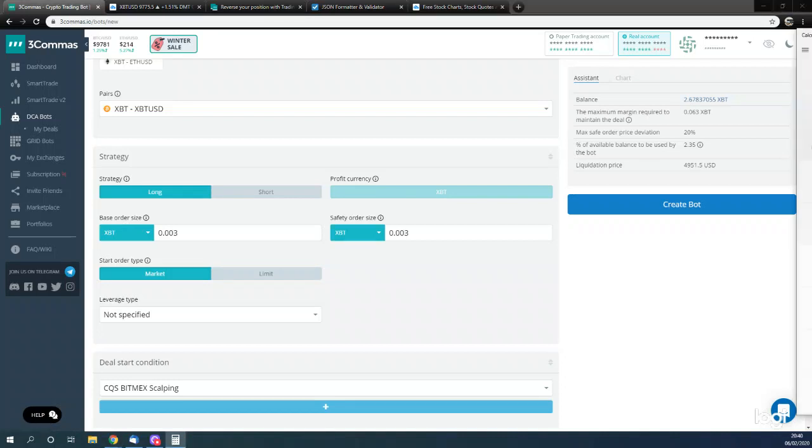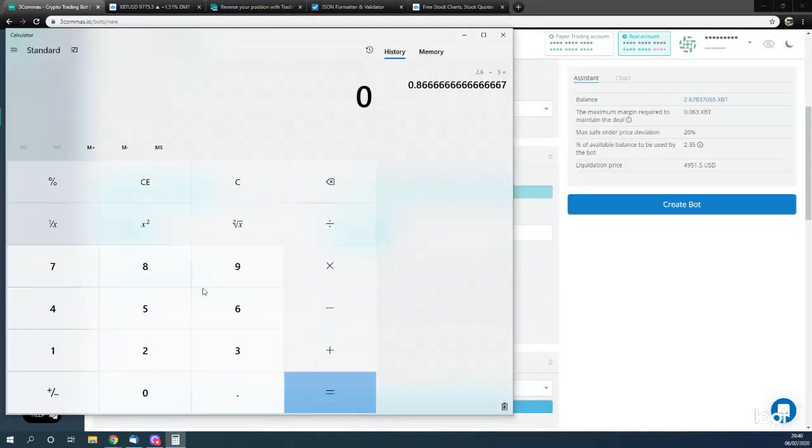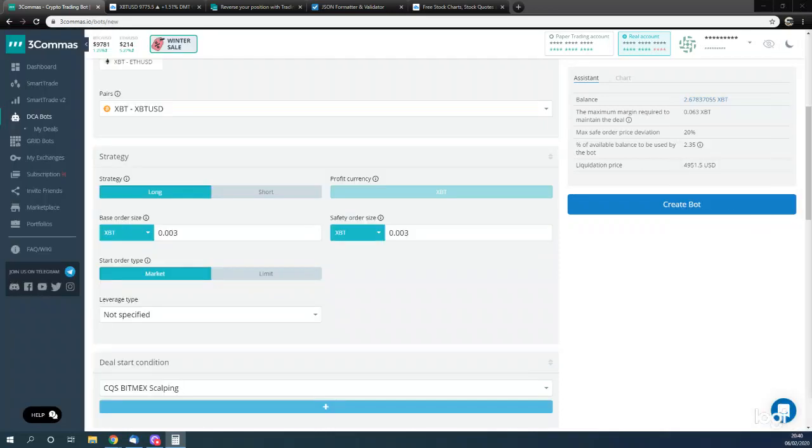So very quickly, what I will do is divide 2.6783, as you see I've already done this, and it roughly equals 0.886. So that would be my position size, and like I explained to you, I often won't hit that 3%. Very often won't hit that 3%.